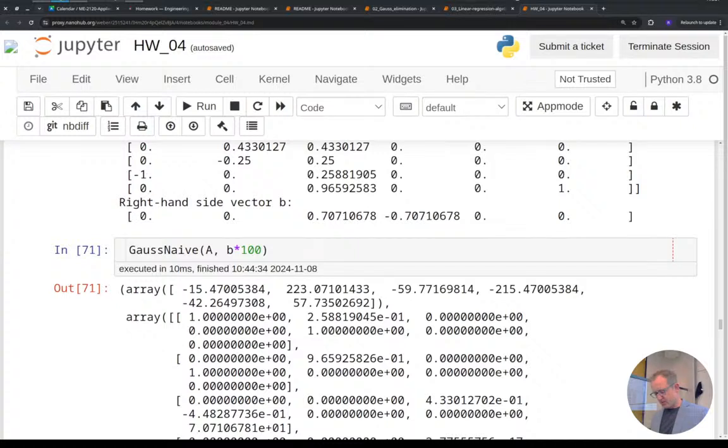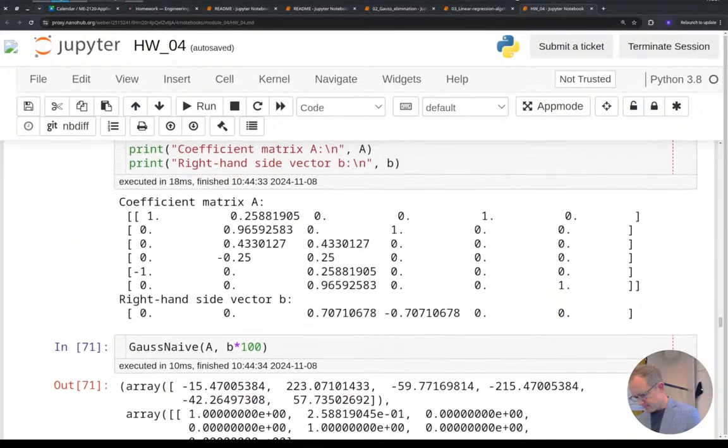Yeah, I get for 100 newtons, -15 Newton. So 15 Newton tensile in bar 1.